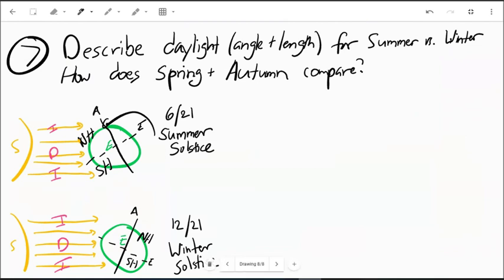The length of the daytime and the angle depends on your latitude. The more north you are, closer to the pole, the longer your day is going to be. And you're going to get more direct light, but still most of the direct light is near the equator. So there's extremes the more you get away from the equator.